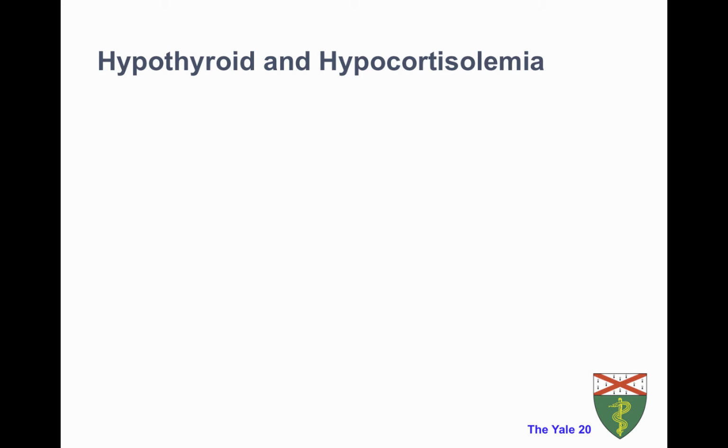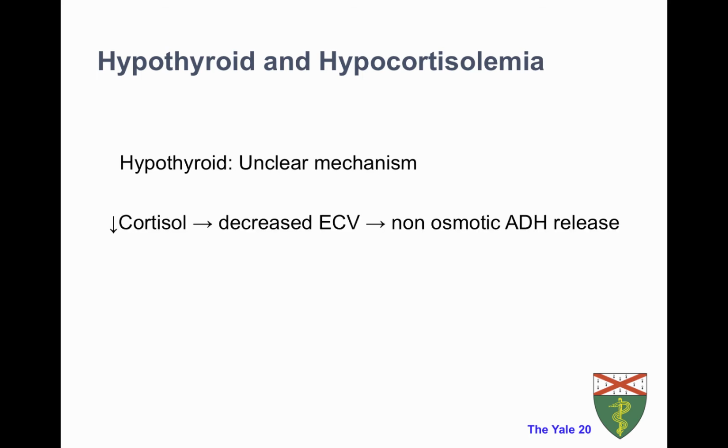Hypothyroidism and hypocortisolemia can both also cause a euvolemic hyponatremia. The mechanism by which hypothyroidism does this is still mostly unclear. It's a bit more straightforward with hypocortisolemia, which causes decreased effective circulating volume and hypotension, leading to non-osmotic ADH release.